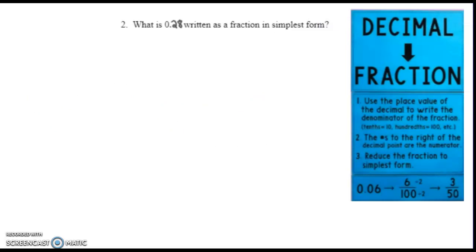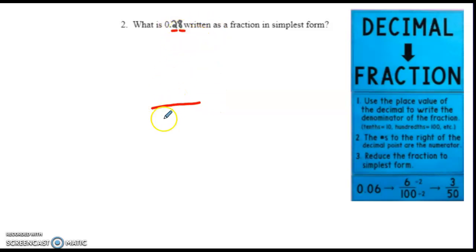What is 0.28 written as a fraction in simplest form? All right, so the first thing we're going to do is figure out how many decimal places we have. So I'm going to count. After the decimal, I have 1, 2. That is in the 100ths place.